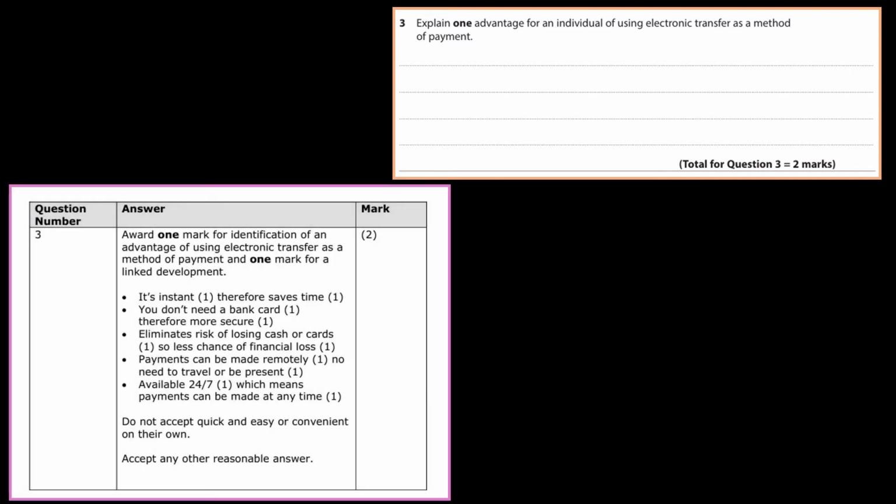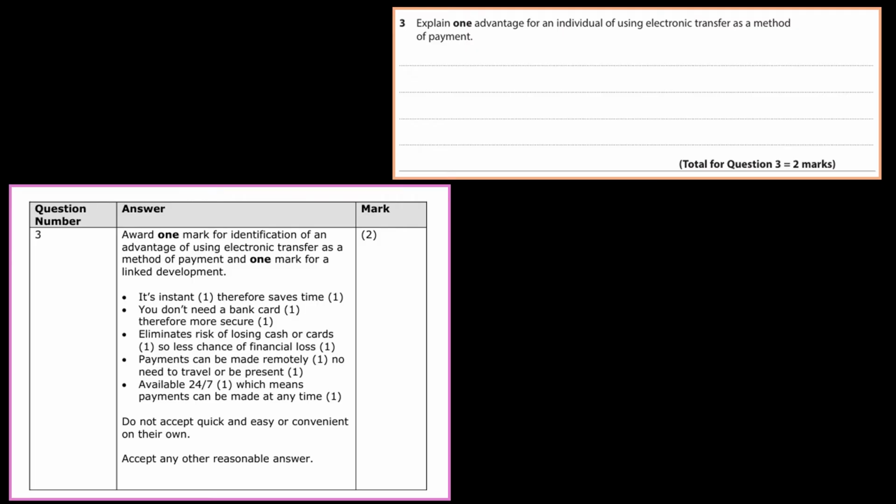If you give 2 advantages, I don't think your examiner will award you the marks. Have a go at this question. I'm going to pause the video and then we'll have a look at the answer. So let's have a look at the answer for this one.